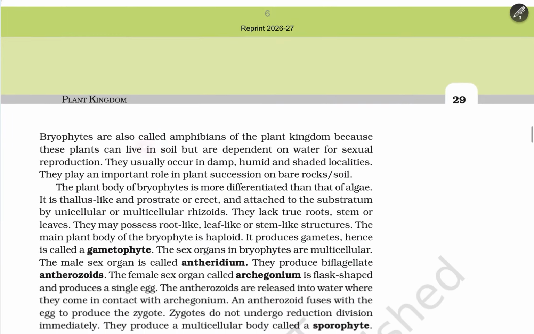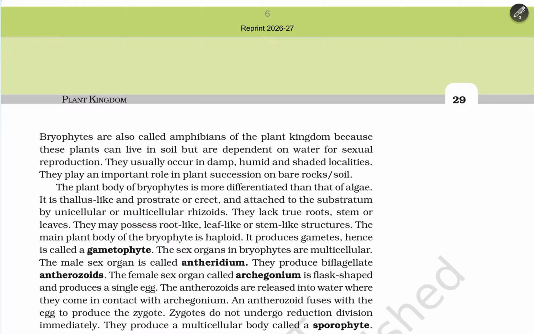Bryophytes are called the amphibians of the plant kingdom because the plants can live in soil but depend on water for sexual reproduction. They usually occur in damp, humid, shaded localities and play an important role in plant succession on bare rocks and soil. The plant body of bryophytes is more differentiated than that of algae. It is thallus-like, prostrate or erect, and attached to the substratum by unicellular or multicellular rhizoids. They lack true roots, stems or leaves. They possess root-like, leaf-like or stem-like structures.